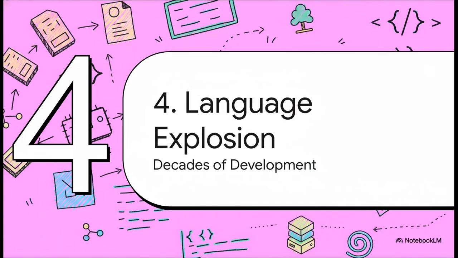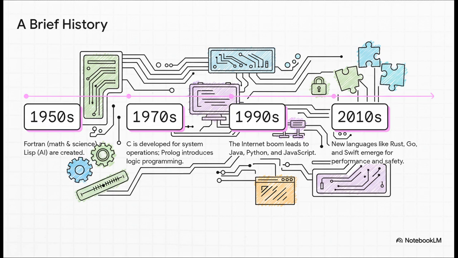So once we cracked that basic problem of translation with compilers, something really incredible happened. The floodgates opened. Instead of just having one or two languages, we saw this massive explosion of new ones, with each new language being custom-built to solve a specific kind of problem. You can really see it on this timeline. New challenges always lead to new languages.